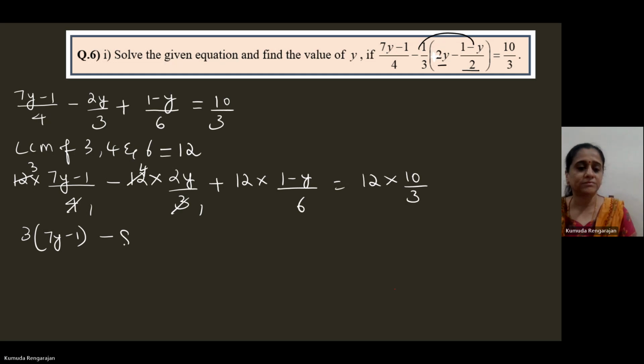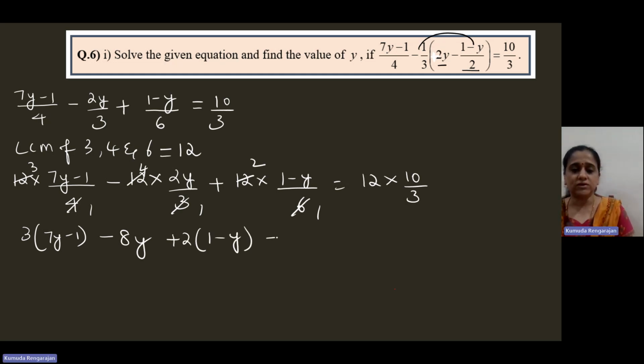Now here, 6 twos are 12. So what is going to be the next step? Plus 2 open bracket 1 minus y close bracket is equal to 3 fours are 12, so 4 into 10, 40.